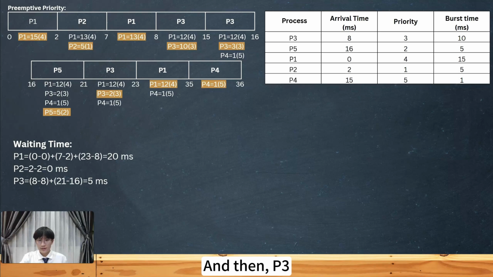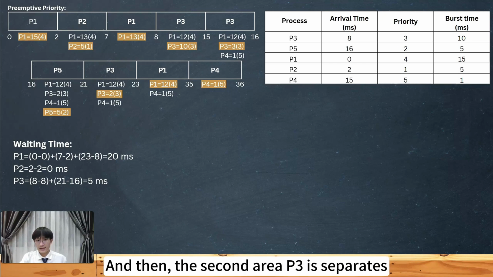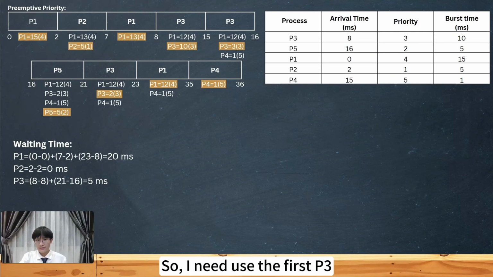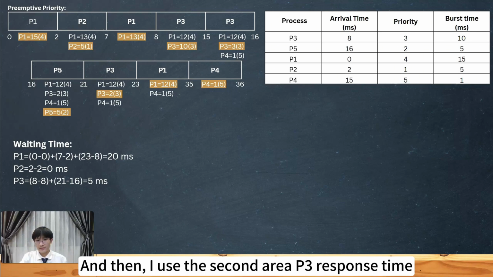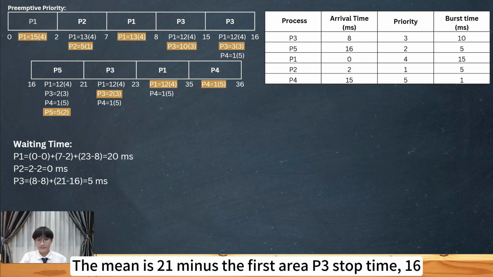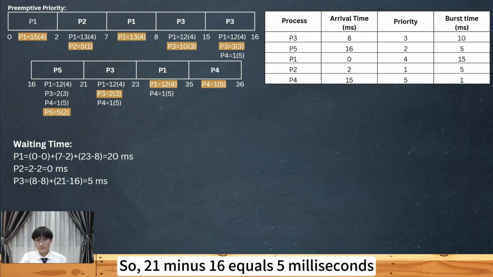And then P3, here have two areas of P3. The first area of P3 is continuous, and then the second area of P3 is separate. So I need to use the first P3 response time minus arrival time. So 8 minus 8. And then I use the second area P3 response time, which is 21, minus the first area P3 stop time, 16. So 21 minus 16 equals 5 milliseconds.